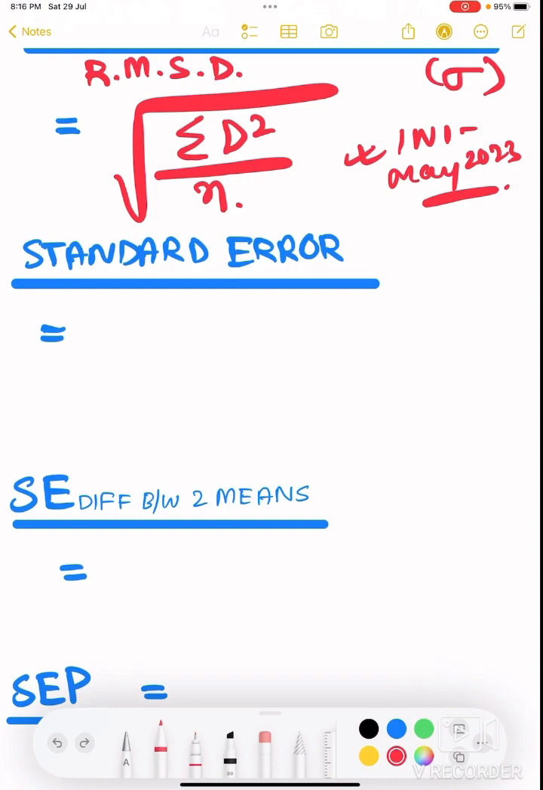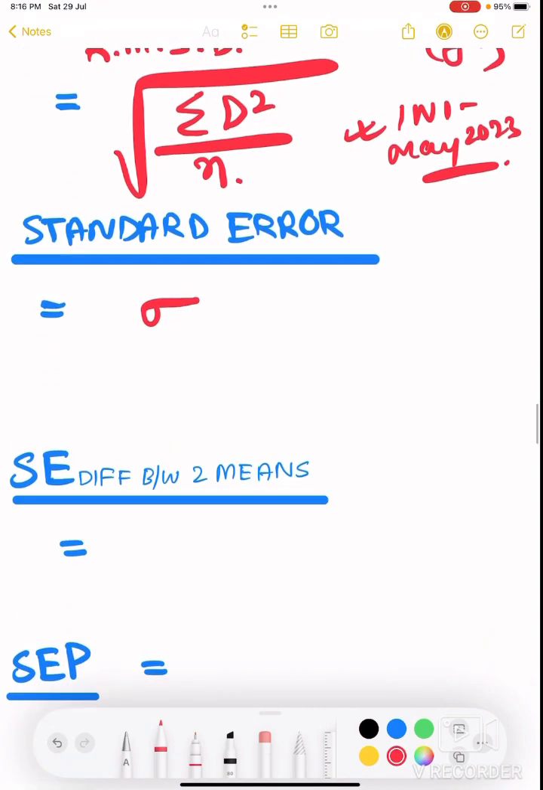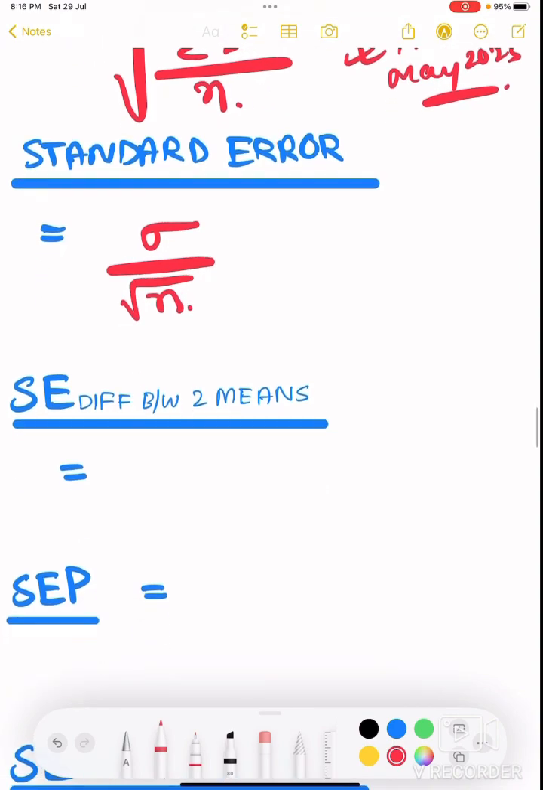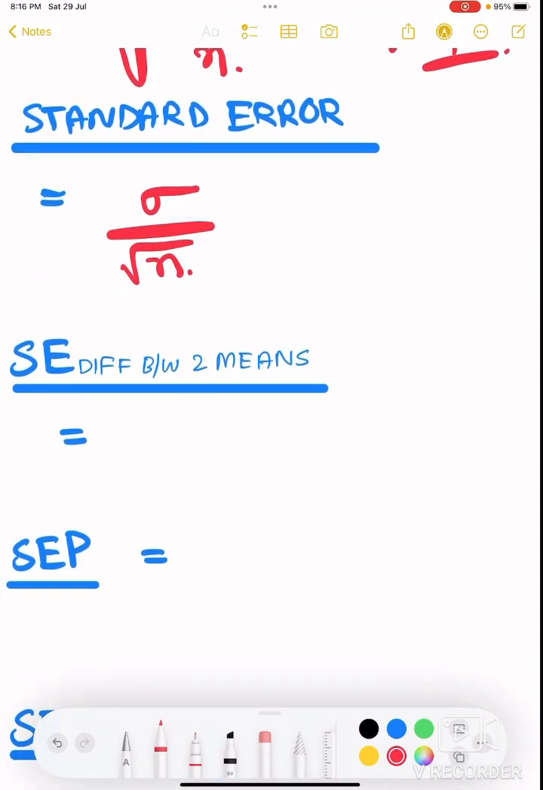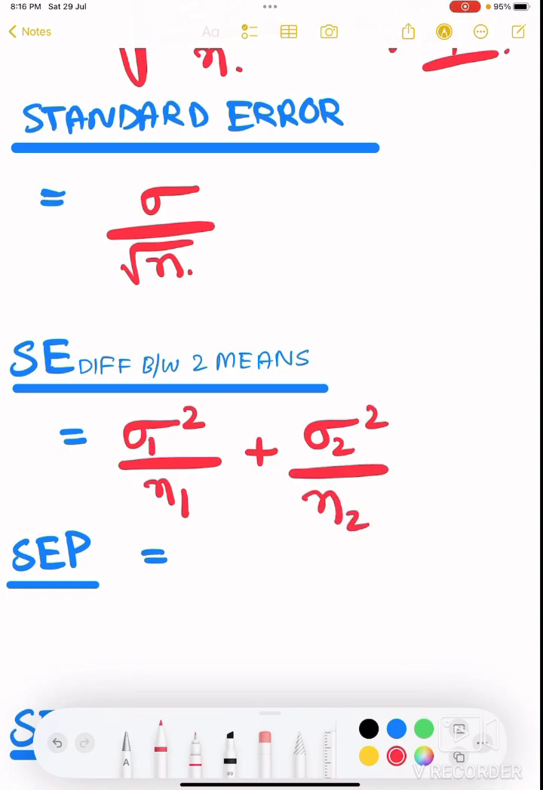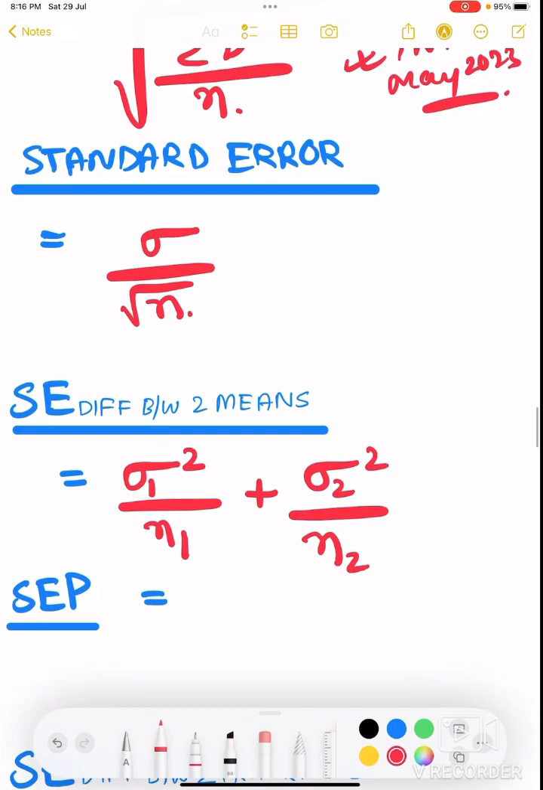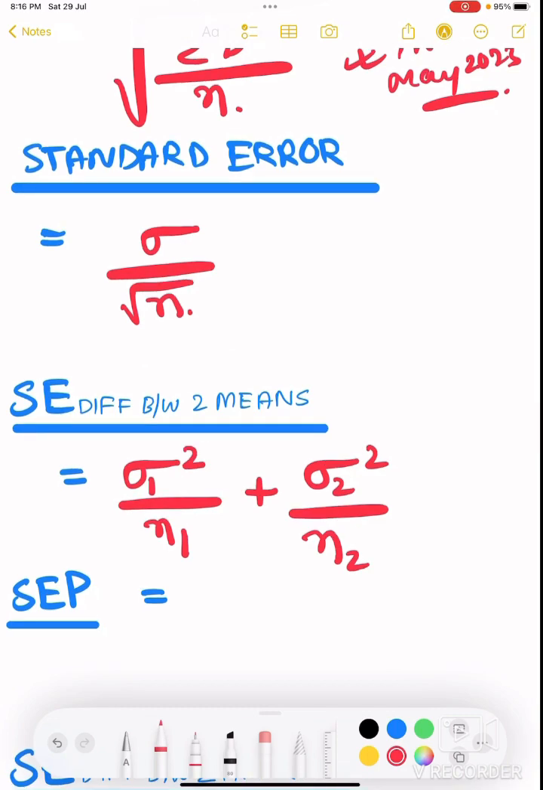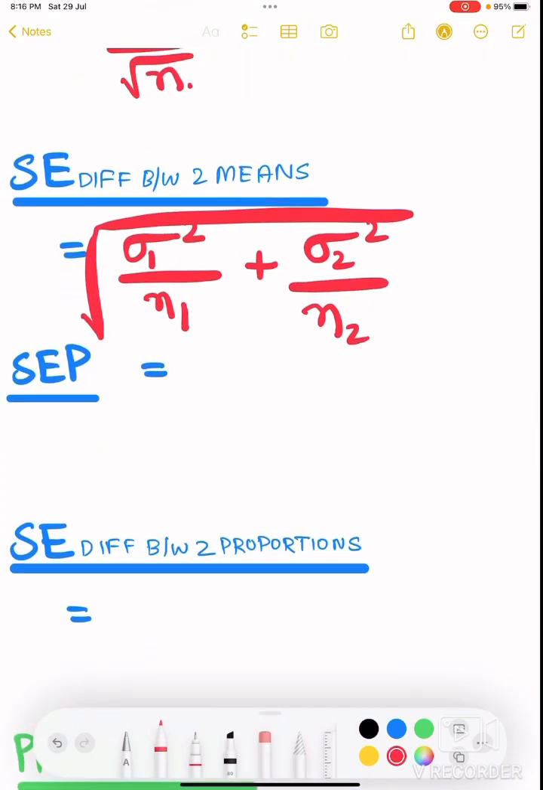Now standard error. The standard error formula is very easy. Standard deviation, the one given above, divided by root n, right? Then standard error, difference between two means. Now there are two means given. If two means are given, which means there will be two standard deviations and two samples, right? So first of all, for the first sample, the square of the standard deviation of the first sample divided by n1, the total number of samples in the first set, plus the standard deviation of the second sample squared divided by the total number of samples in the second set, and this whole root, right? So this is the formula of standard error, difference between two means.